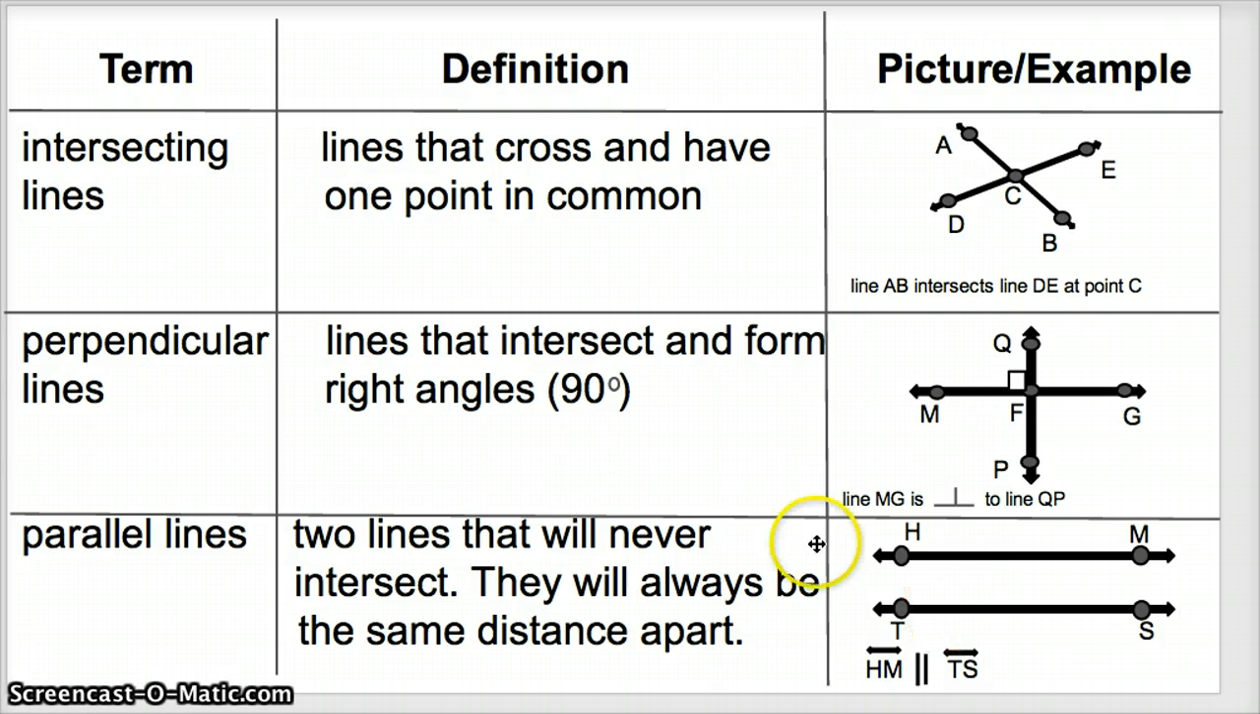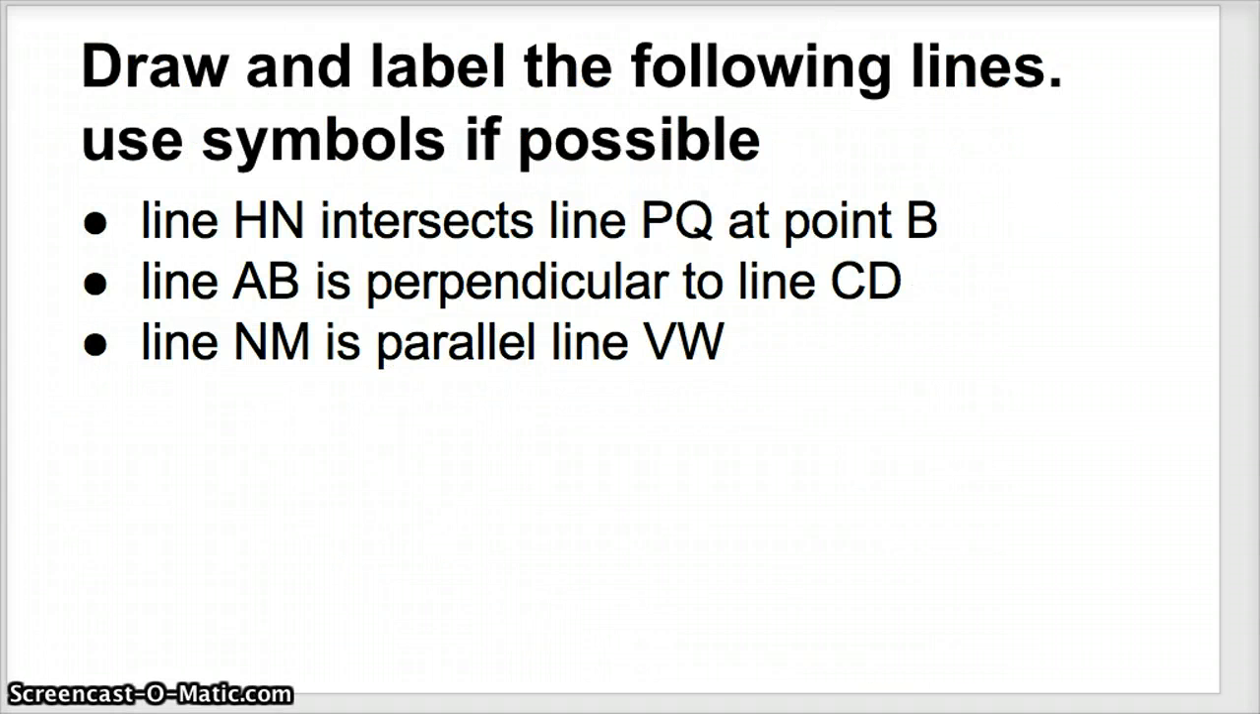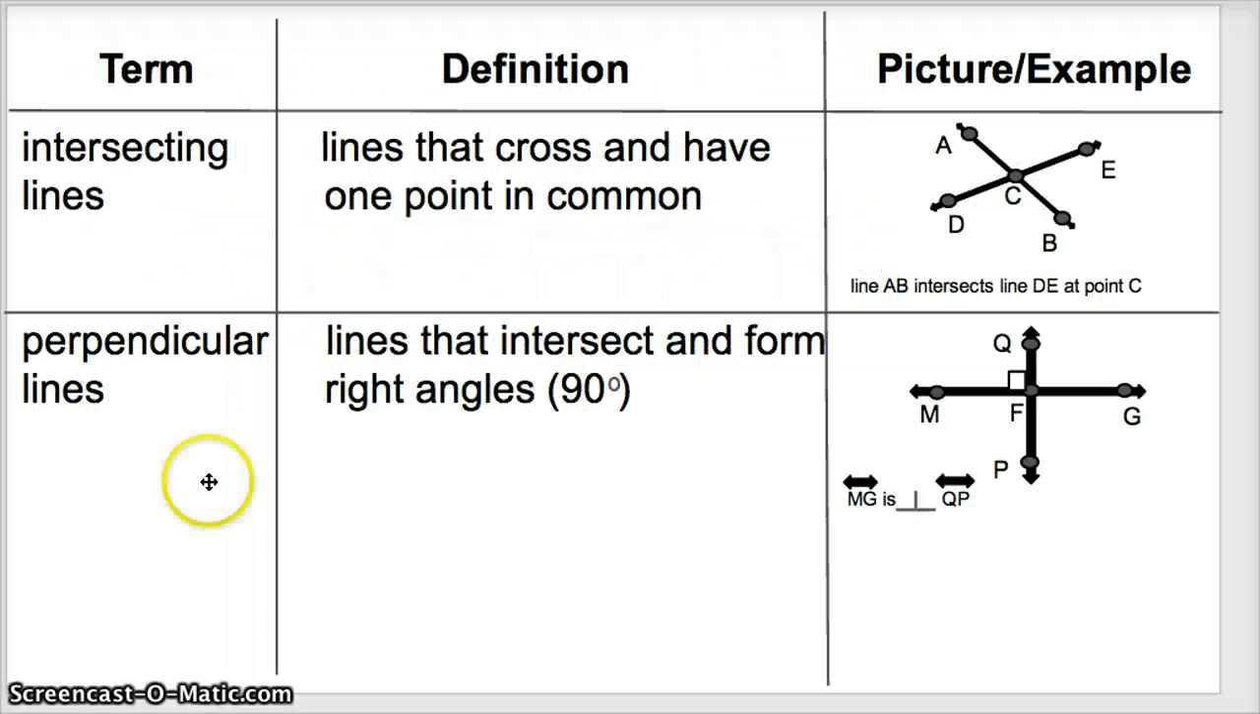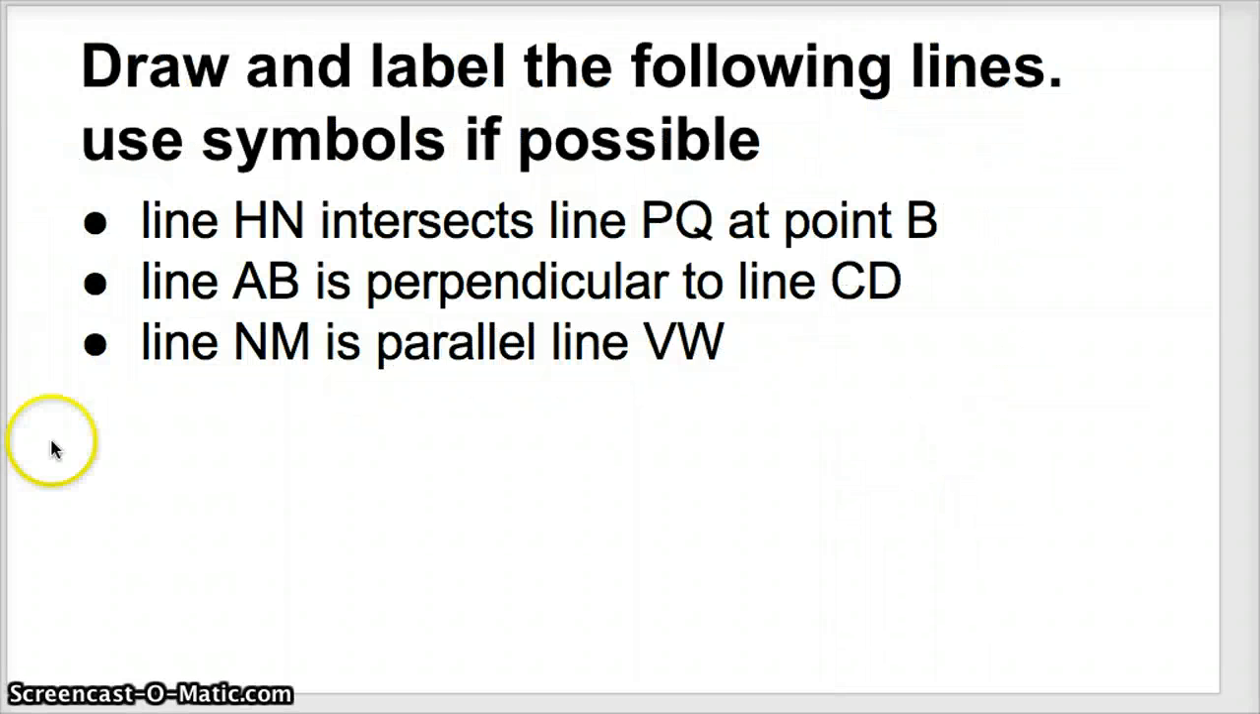There's one more activity that I need you to do before you are done. I want you to do the following. Draw and label the following lines. Use symbols if possible. So line HN intersects line PQ at point B. So refer to your notes. This is line DE intersect, or you can say line AB intersects line DE at point C. So refer back to that when you do this one. Line HN intersects line PQ at point B.